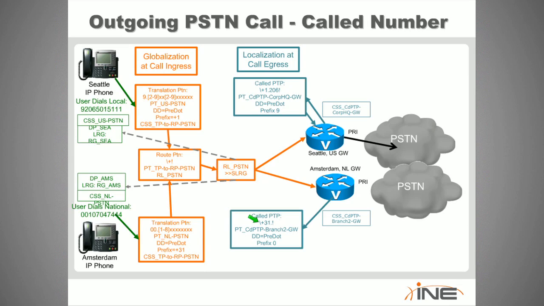We need to match at least as much as we need to strip, and sometimes more if we want to have a longer match. So here we're matching plus 31 dot bang, stripping pre-dot, and although this was an error saying prefix 9, we do want to prefix a 0 here. The prefix of the 0 is the long distance access code or national access code.